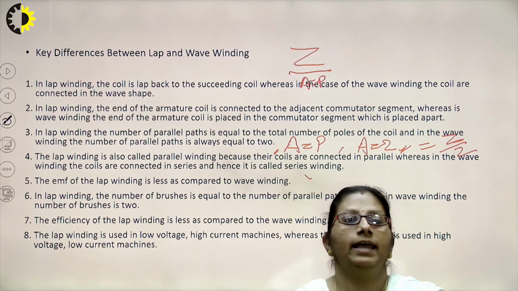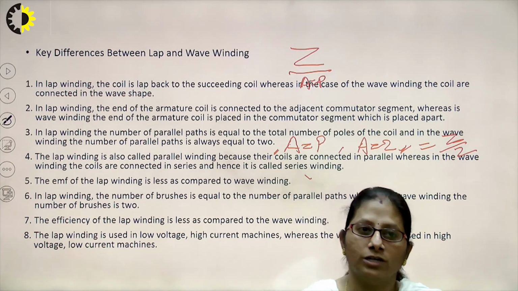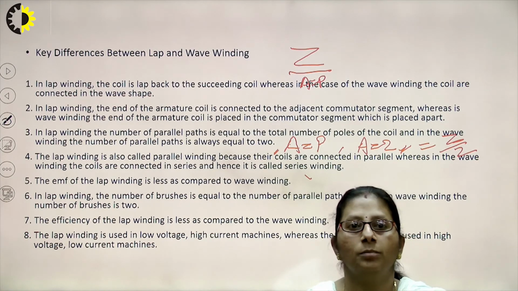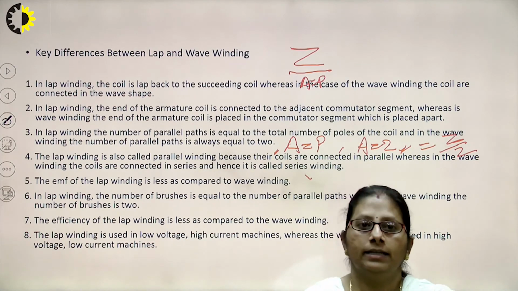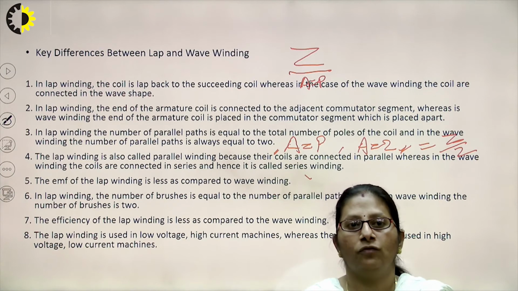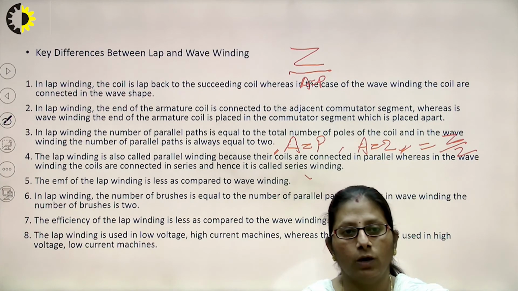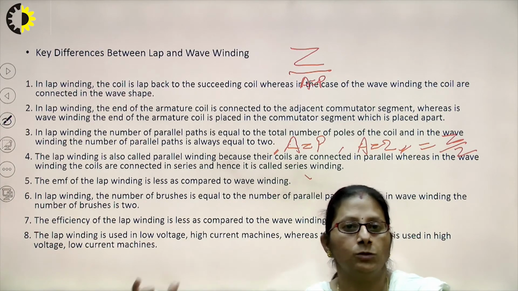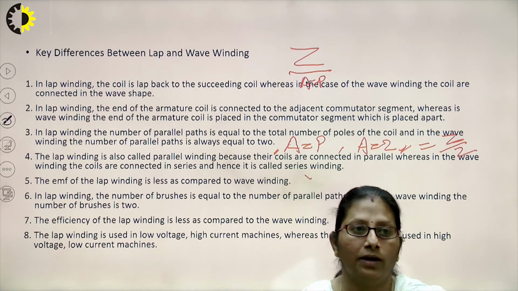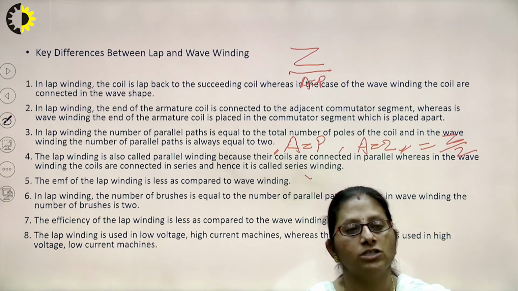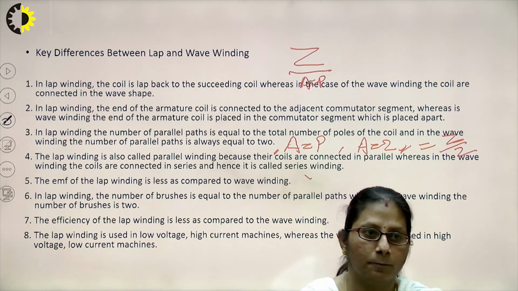Sixth difference, in lap winding, the number of brushes is equal to the number of parallel paths, so those many brushes are required to collect the current and make it available to the external circuit. Whereas in case of wave winding, because the number of parallel paths is always equal to 2, the number of brushes required is always equal to 2.